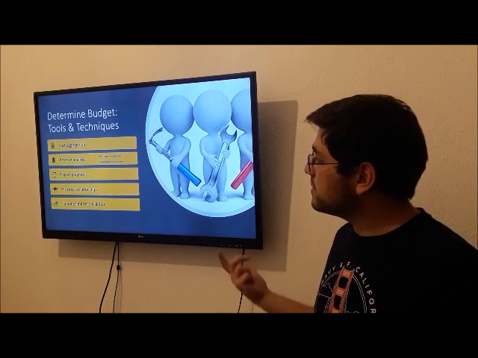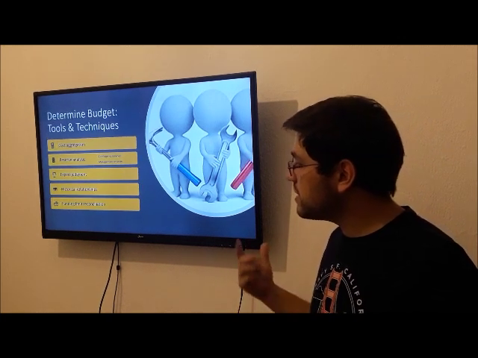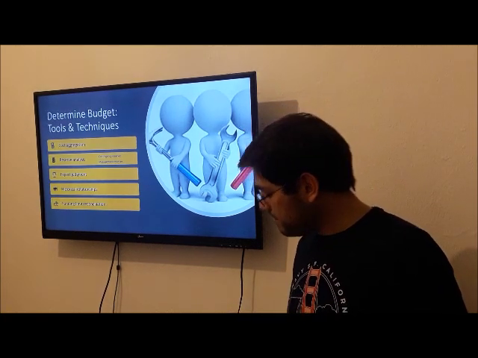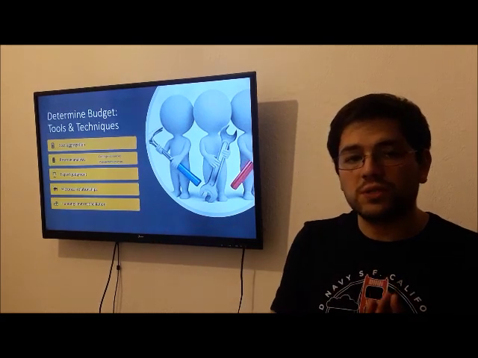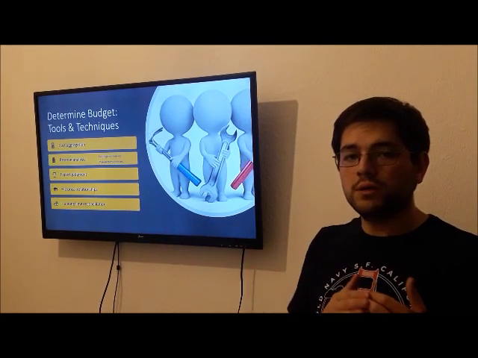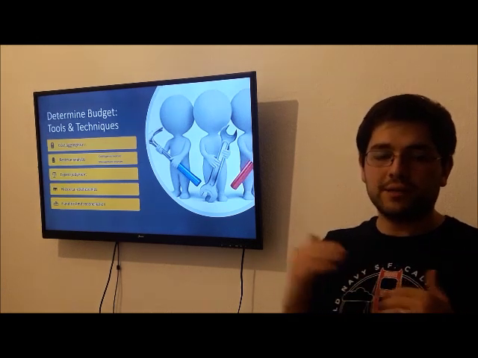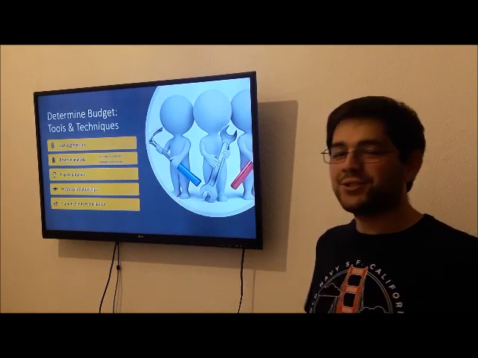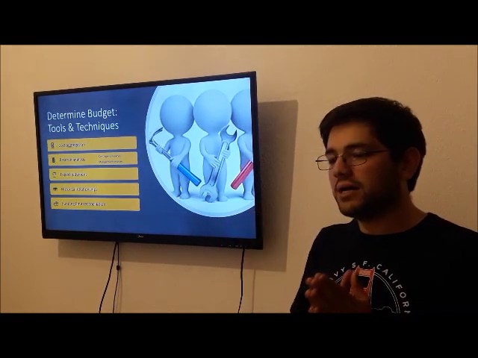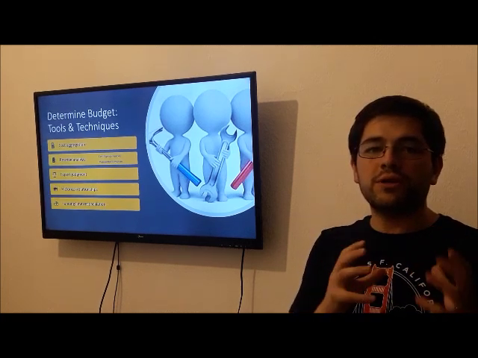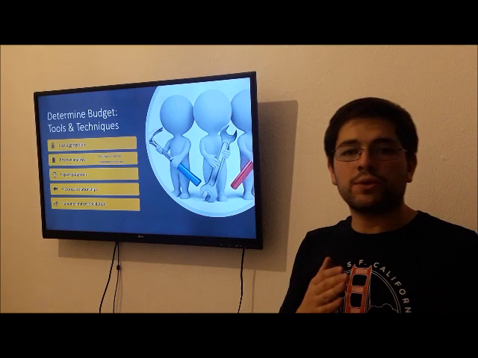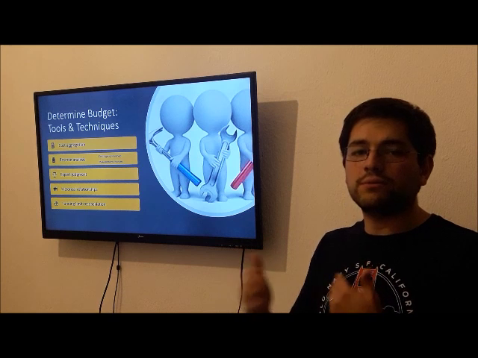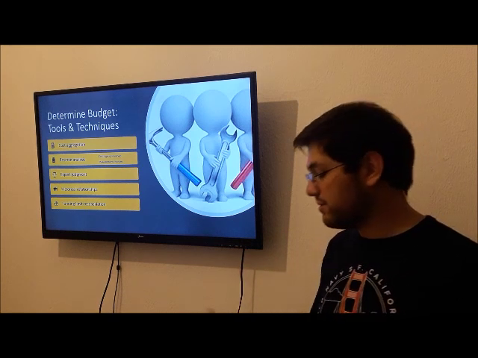The tools and techniques: cost aggregation, reserve analysis, expert judgment, historical relationships, and funding limit recognition. We have to identify what's our limit going to be in order to respect that limit and not spend too much in the project. Historical relationships we use to identify what are our relationships with buyers or with suppliers in order to see how is our relationship going to help us during the project.